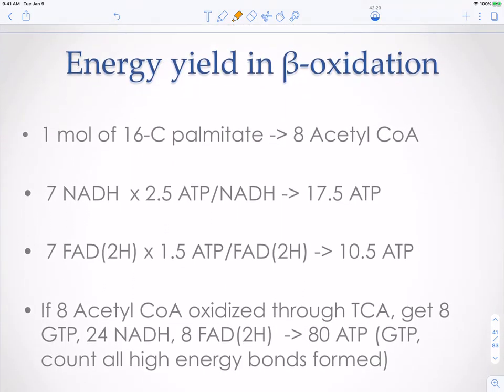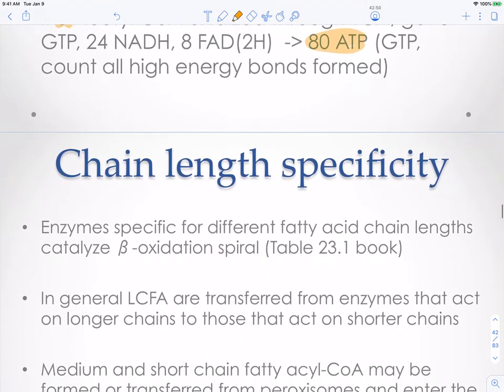So in general, the energy that's yielded in beta oxidation is going to be eight acetyl-CoAs. You're also going to have seven NADH that each give 2.5, so you get 17.5 ATP. You have seven FADH2, so you get 10.5 ATP from them. If all eight acetyl-CoAs go through the TCA cycle, you're going to get up to 80 ATP made. And so this is going to help generate a lot of energy during your fasting stage.